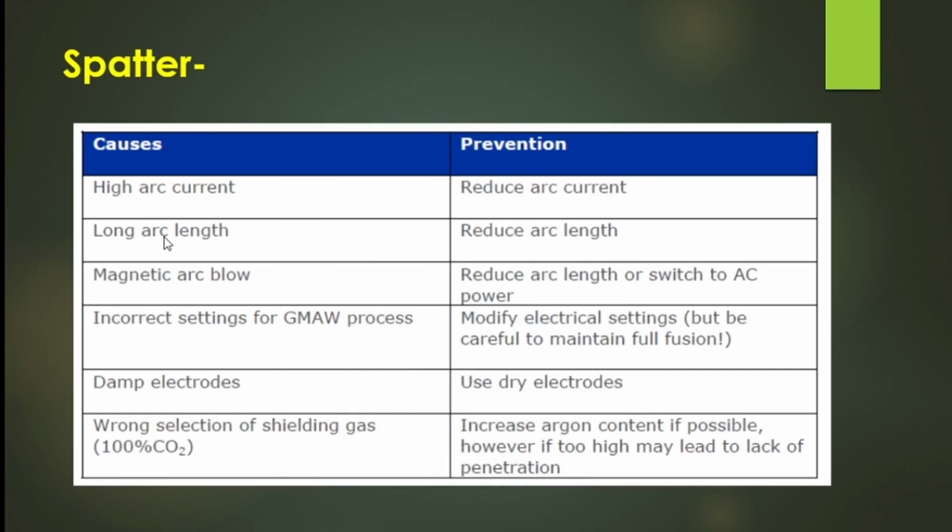So, the causes: we can see why spatter happens. High arc current: if the current is high, it can cause spatter, so we need to reduce the arc current. Long arc length: if the arc length is long, then reduce it. Magnetic arc blow: if there is magnetic arc blow, we need to reduce arc length or switch to AC power. Incorrect setting for the GMAW process: modify the electrical settings, but be careful to maintain full fusion. Damp electrodes: if we use electrodes not properly heated or dry, it can happen, so use dry electrodes. Wrong selection of shielding gas: if we use 100% CO2, it can happen, so increase argon content if possible. However, if too high, it may lead to lack of penetration.